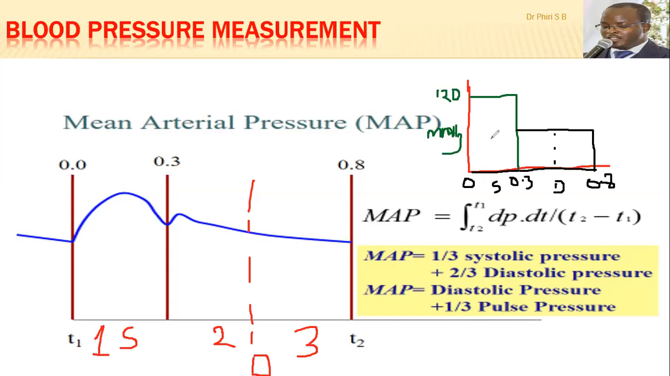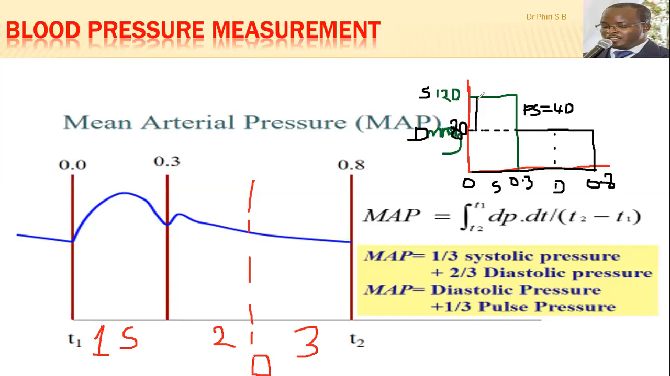So how do you get the average? If you extend this pressure here, we'll see that this will be your 80 millimeter of mercury, which is your diastolic pressure. This is your systolic pressure, this is your diastolic pressure. If you get the difference between systole and diastole, 120 minus 80, it will give you about 40. So the pulse pressure is equal to 40 millimeter of mercury.